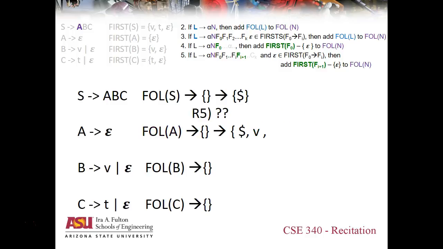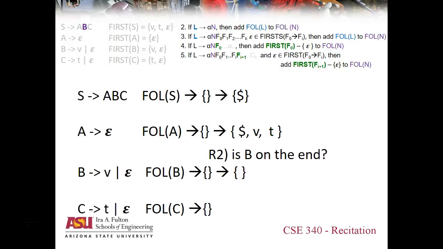Does Rule 5 apply here? Do we have an epsilon in between another non-terminal? Yep. And so, in this case, it follows this format, and it's looking at the I plus 1, so we add the first of C minus epsilon, which is T minus epsilon, or T. All right. Now we're looking for all the instances of B, for the follow of B.